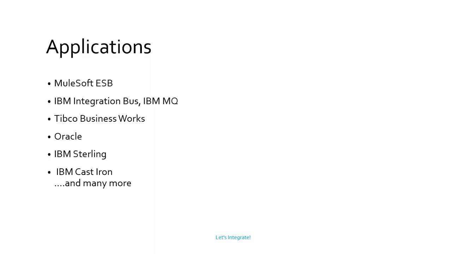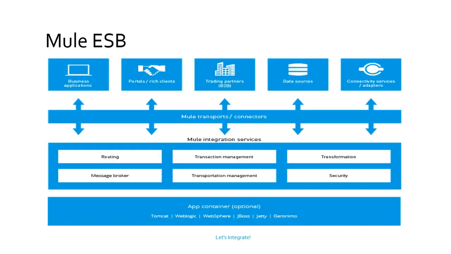Here we have the Mule ESB architecture. On the top you can see there are different elements connecting to Mule ESB with the help of connectors. There are business applications, both B2B and B2C. There are data sources or databases connecting with the help of adapters or different connectivity services.